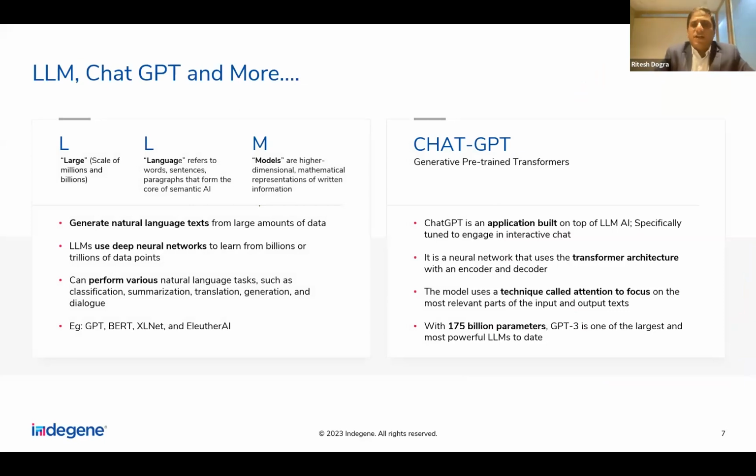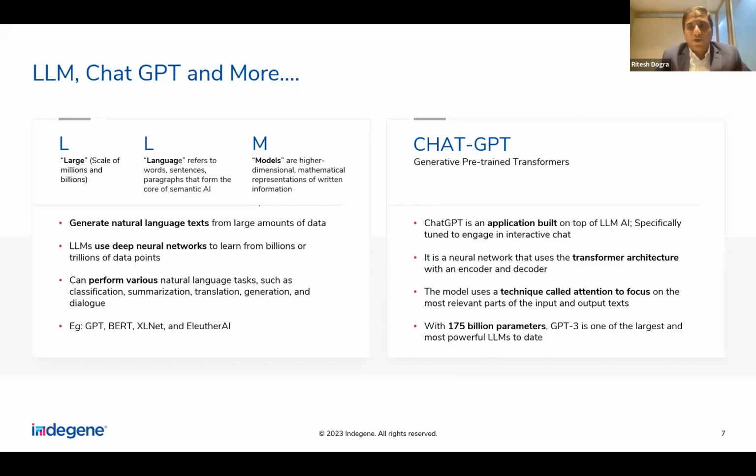So essentially, we all have heard about LLMs, and even if we have not heard, LLM stands for: L for large, the next L for language, and M for models. LLM together is a large language model, and by large, we mean billions and millions of data points it has been trained on, and it generates natural language from large amounts of data. How it does this in the backend, for the business folks on the call, is that it uses deep neural networks to learn from all the data points out there and can perform multiple tasks.